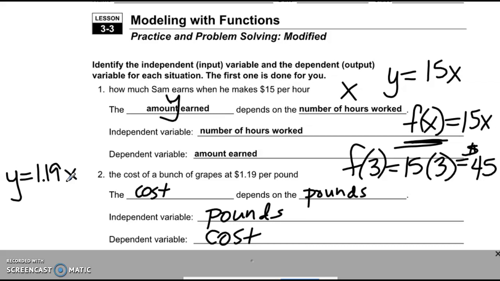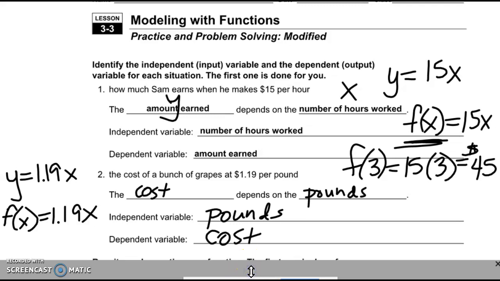X being the pounds, right? And then the function notation would be f of x equals 1.19x. And then we said we're buying how many pounds? 5. So what would be the output for our function if our input was 5? Somebody do that on their calculator for me. Did somebody do that on their calculator for me?